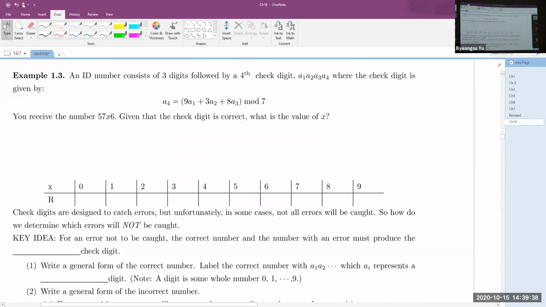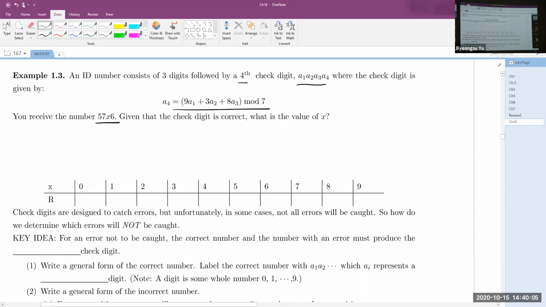Okay, so next example is some ID number, which consists of 3 digits followed by a check digit. So there are 4 digits here, and the check digit is given by this formula, right? And you receive number 57x6. And how can you make it a valid number? By taking some corresponding x.